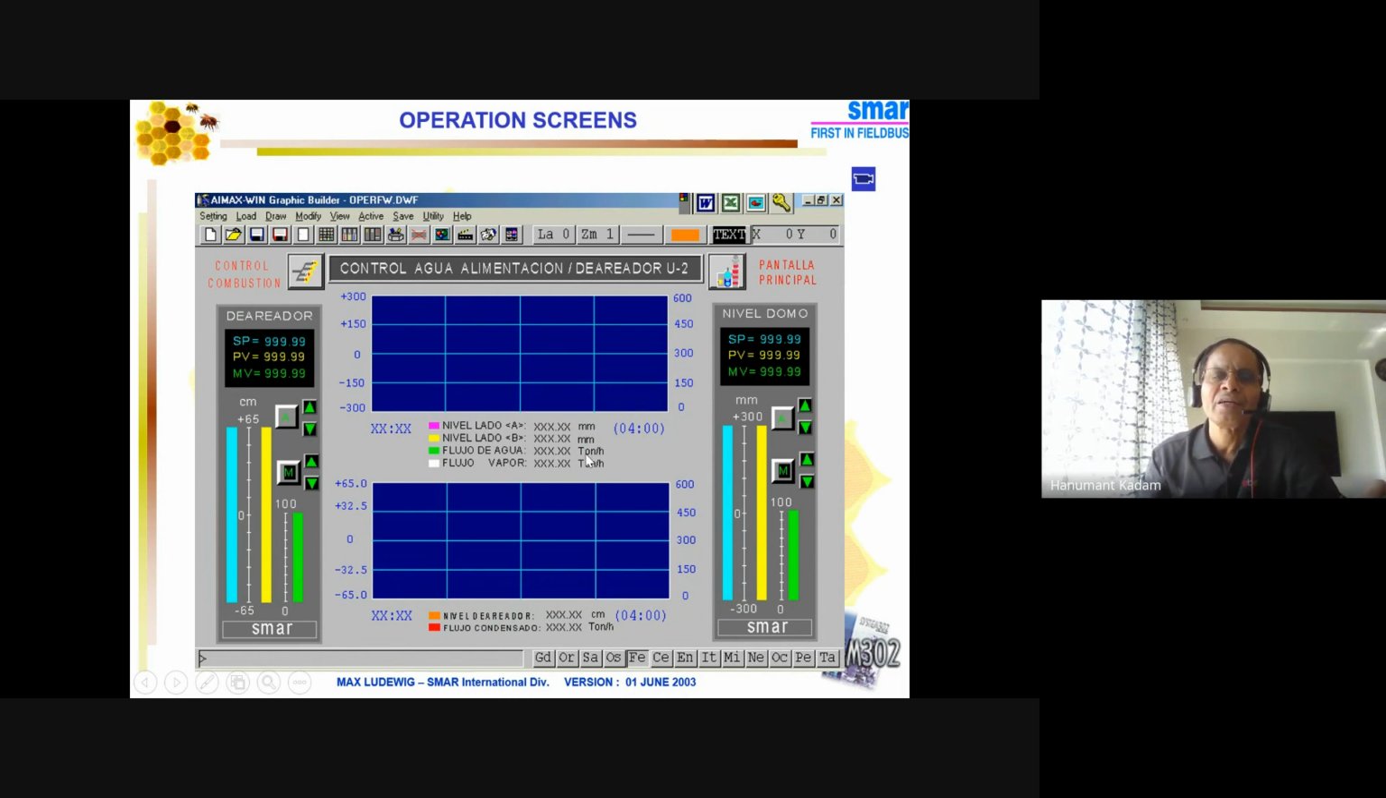And you can have multiple trends also. You can have different colors for this one, for your process control loop. You can have this second one, or let's say a particular parameter. You can have different trends showing how it is behaving, for analysis purposes.